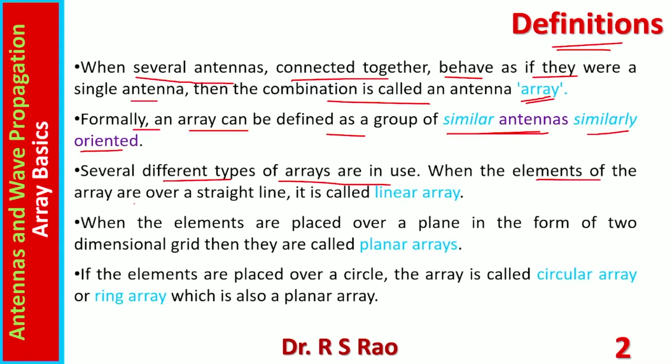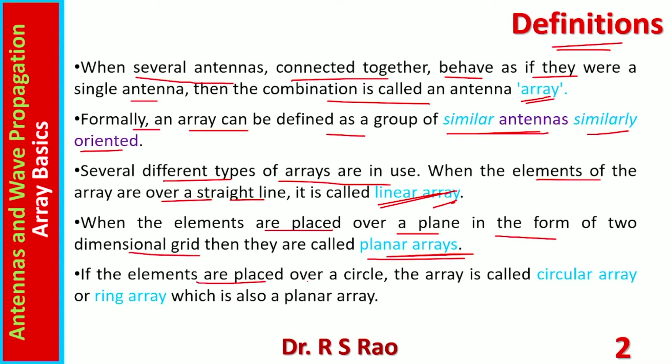When the elements of the array are over a straight line, the array is called a linear array. When individual antennas are over a straight line, then the resultant array is called a linear array. When the elements are placed over a plane in the form of a two-dimensional grid, then they are called planar arrays. When individual antennas are over a plane in the form of a two-dimensional grid, then such arrays are called planar arrays.